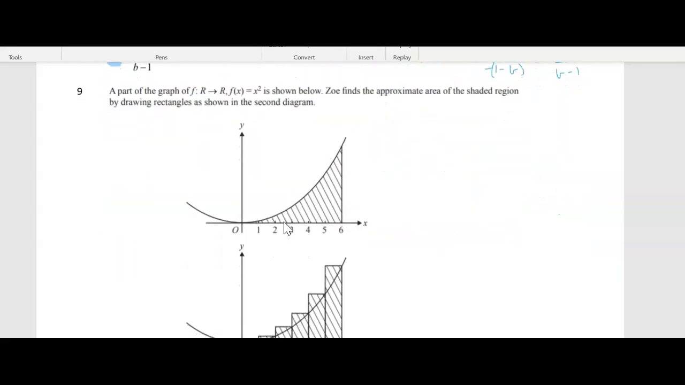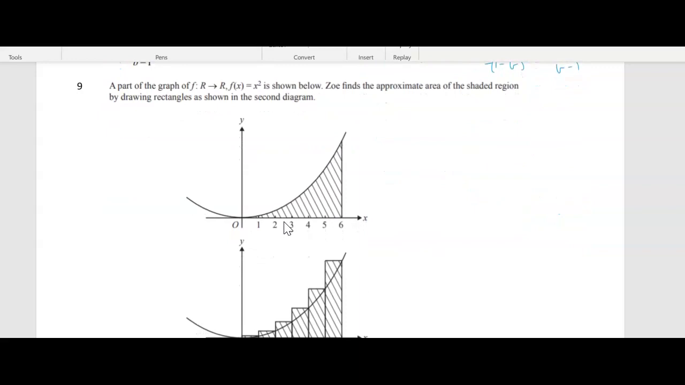Okay, let's move on. So question 9, a part of the graph of x squared. So always check when you're given a rule, the domain. So there's our domain, there's been no restrictions. If there has been restrictions, you really need to take care. So that's why I think it's important to just note the domain.